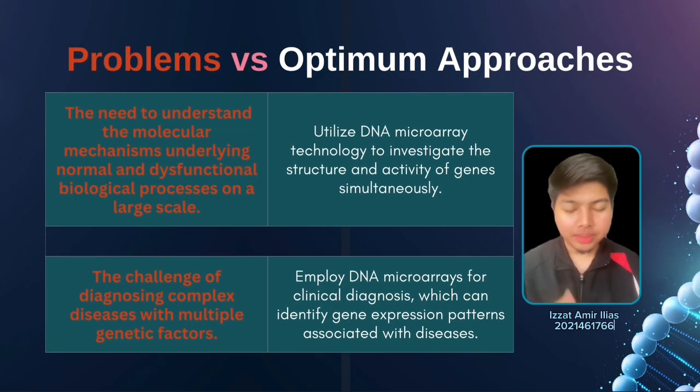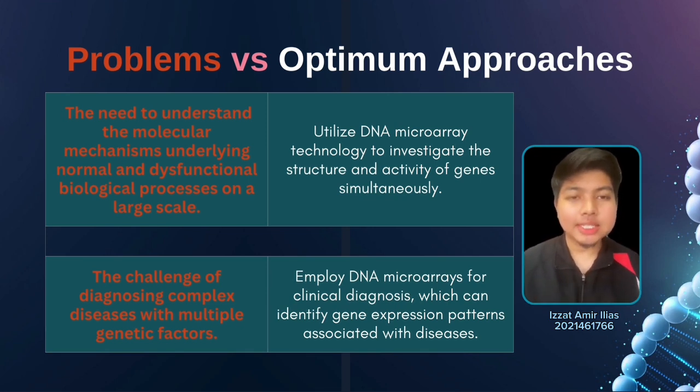Now we move to the problems and optimal approach. One of the greatest challenges in biology is understanding the molecular mechanisms behind normal and dysfunctional biological processes. DNA microarrays enable us to simultaneously analyze the structure and activity of thousands of genes and proteins. This high throughput approach provides invaluable insights into complex biological systems.